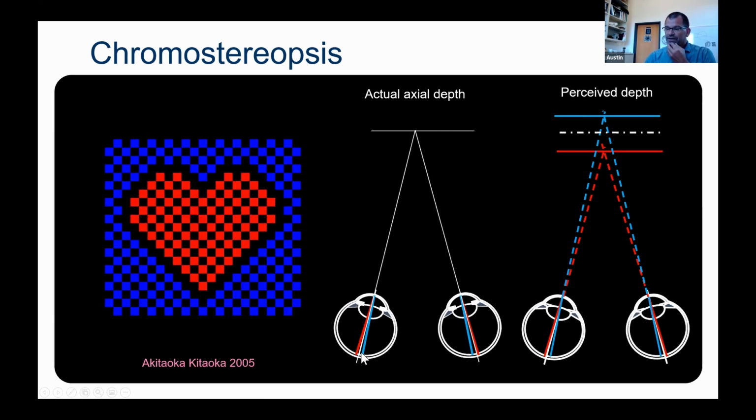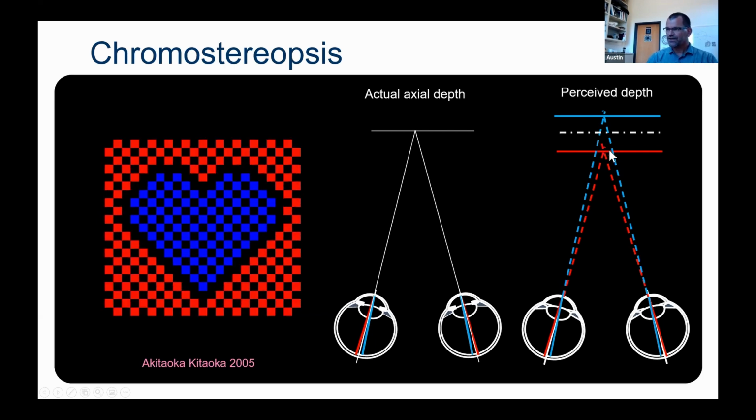So as a result, there's a disparity between the red and the blue images landing on the retina. And if you trace the rays back from the locations where they strike the retina, you can see it's quite clear that blue light then will appear to originate from locations further than the actual object, and red light will appear to originate from locations nearer, giving rise to a sense of depth.